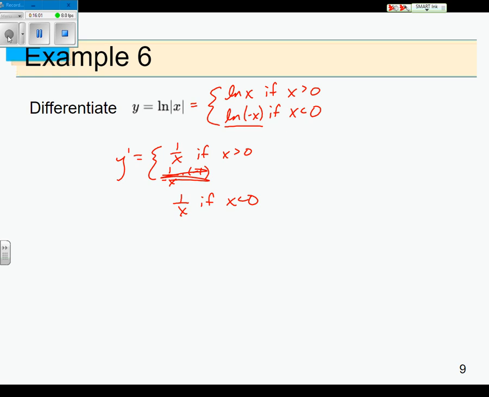So I don't have to really worry about whether or not I'm taking the natural log of a negative or the natural log of a positive. If I'm taking the natural log of the absolute value of x, the derivative of the natural log of the absolute value of x is equal to simply 1 over x.